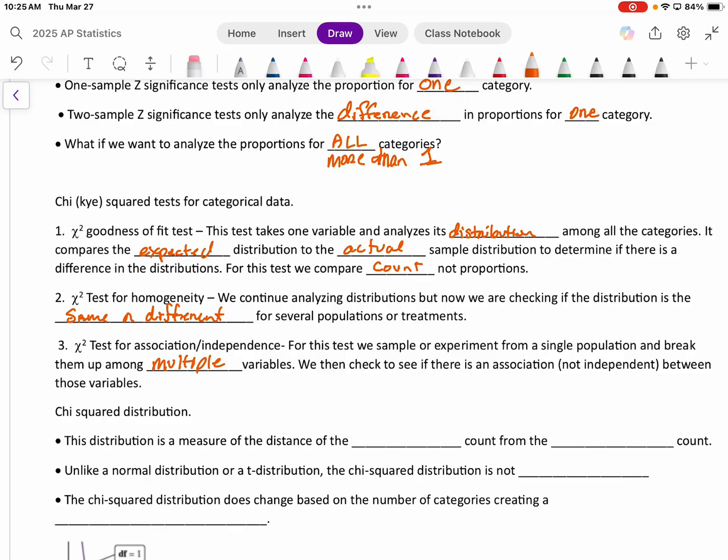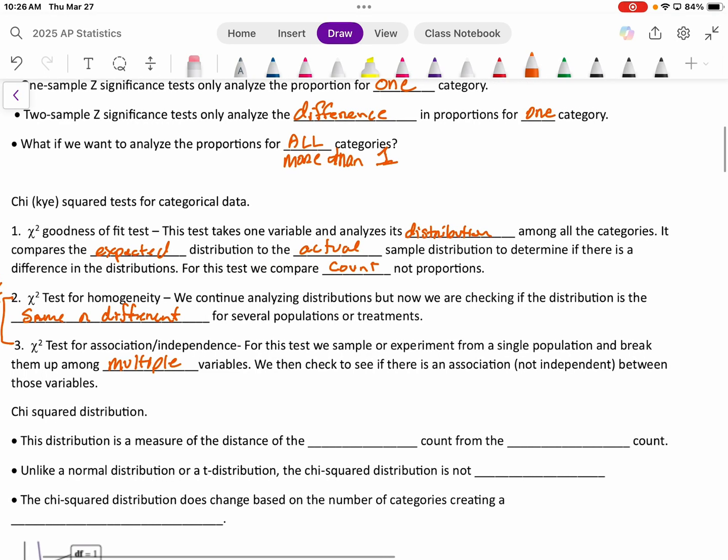As I mentioned earlier, these are the same test. They're the same mathematical calculation that we're doing here. The main difference comes from the following. When you're doing a chi-square test for homogeneity, you take two samples. When you're doing the chi-square test for association or independence, it's one single sample.